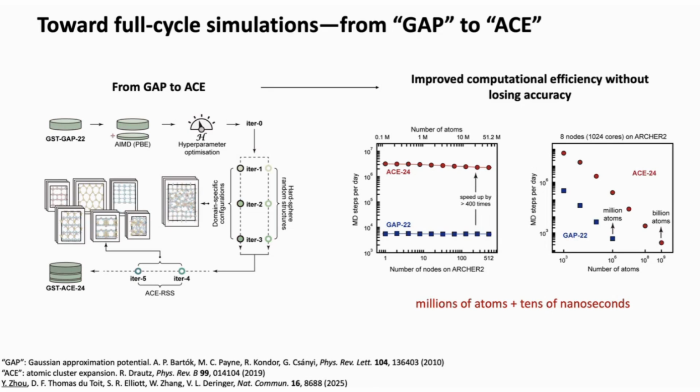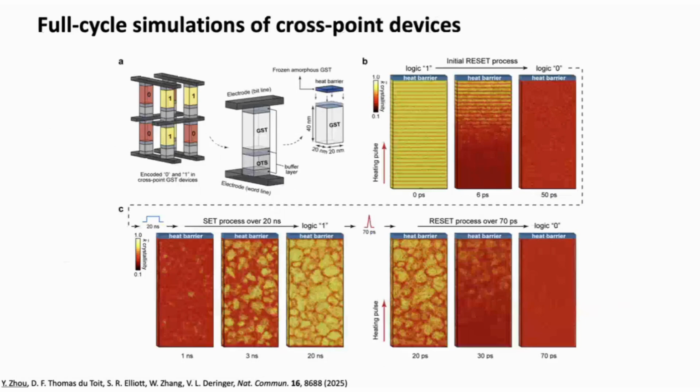ACE can make very good use of CPU parallelization. If you happen to have a lot of CPU resources like those provided by RG2, ACE will be a very optimal machine learning potential for large-scale simulations. Now, with the new ACE potential, we are able to perform the full cycle simulation for the cross-point device model.